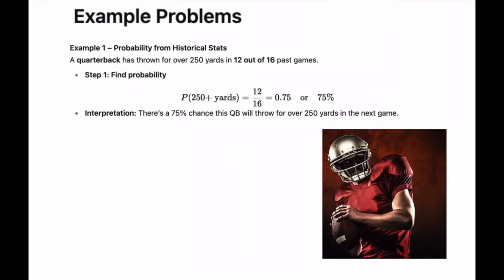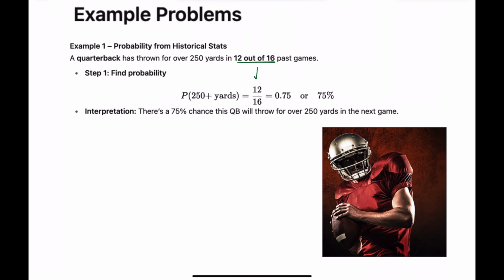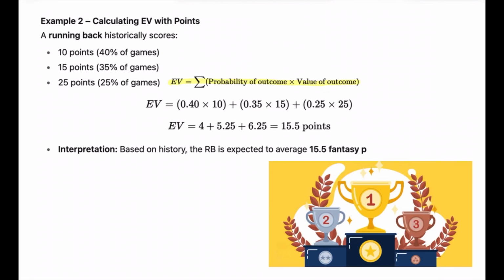Our first example problem is probability from historical statistics, and it says a quarterback has thrown for over 250 yards in 12 out of 16 past games. So we're going to find the probability here. The probability of throwing more than 250 yards would be 12 over 16, which is 0.75 or 75%. And the interpretation of this is that there is a 75% chance that this quarterback will throw for over 250 yards in the next game. So that's example one.